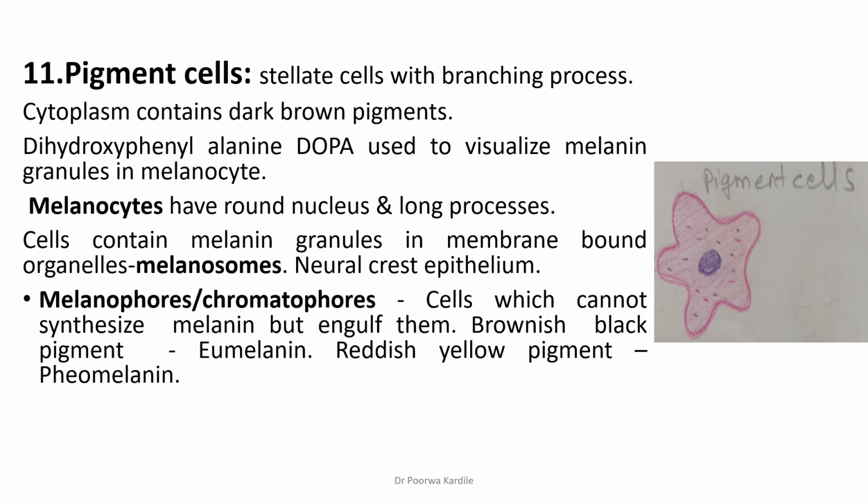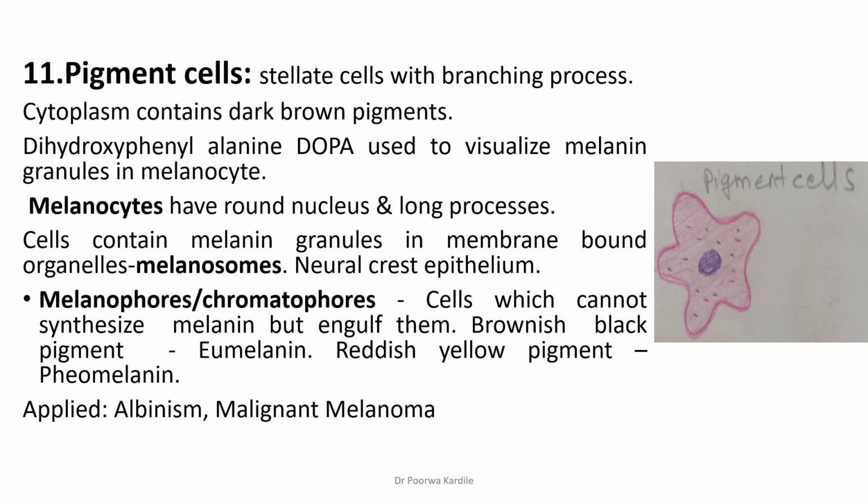And there is another entity known as melanophore. It is different from melanocyte. Melanocytes are melanin-producing cells, but there are some cells which do not synthesize melanin on their own but can engulf the melanin pigment. When they engulf the melanin pigment, they appear brownish black, and this is known as eumelanin, and they appear reddish yellow when they are known as pheomelanin.